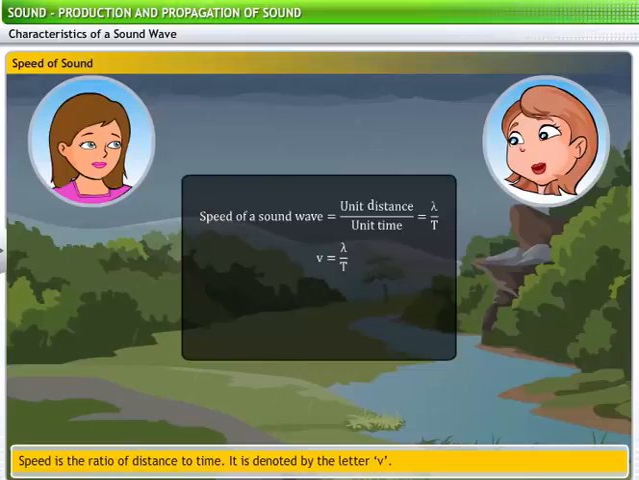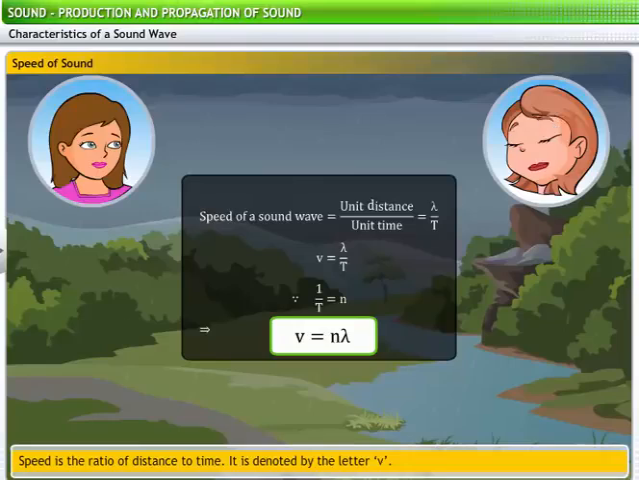You know that the reciprocal of a time period of a sound wave is equal to its frequency. Therefore, the speed of a sound wave is the product of its frequency n and wavelength lambda.